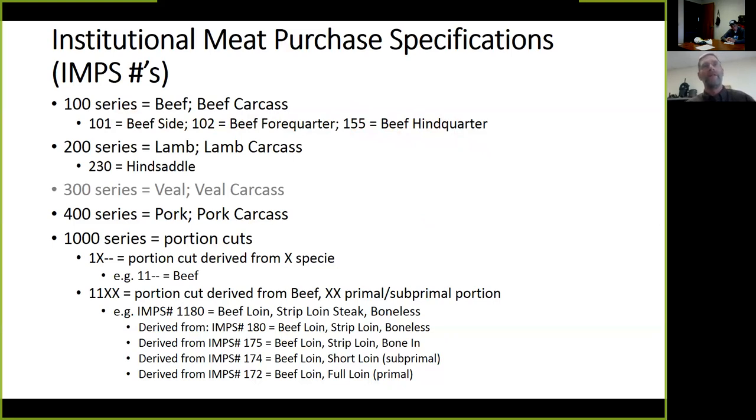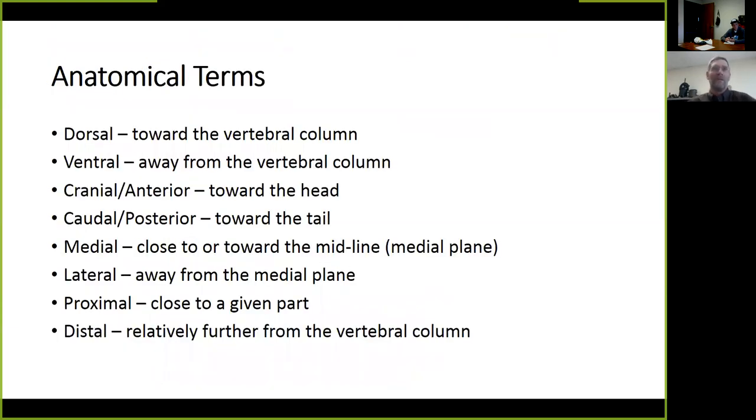So now let's move on. Again, I don't expect you to remember any numbers except 100 series is beef, 200 series is lamb, 400 series is pork, 1,000 series is portion, which whatever hundreds it is, beef, pork, or lamb, and that the higher numbers are derived from lower numbers. That's the basic principles we need to know.